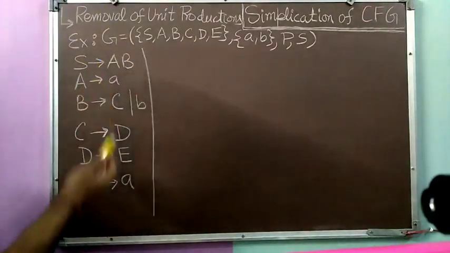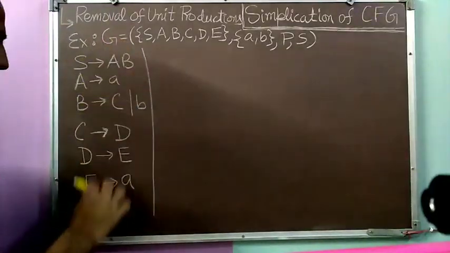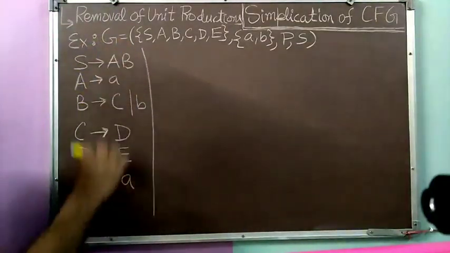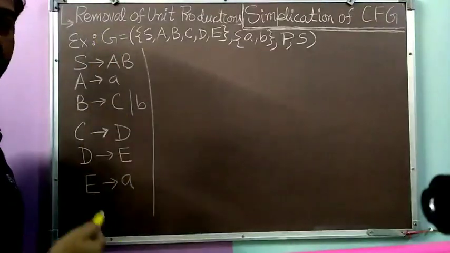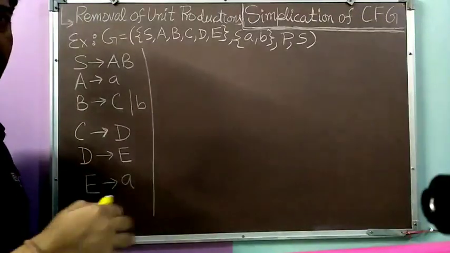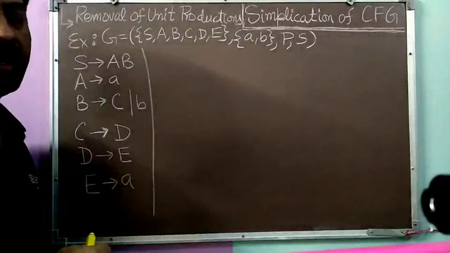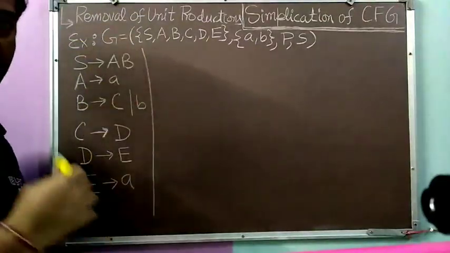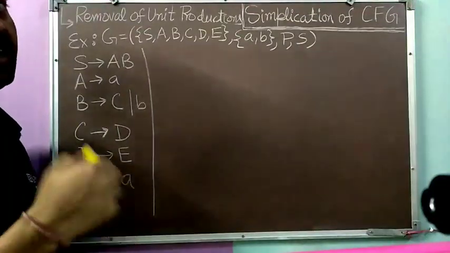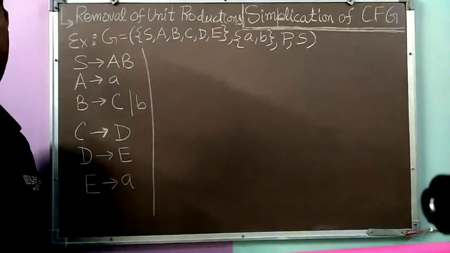We see that there are various unit productions present here. If you look at this grammar, it does not have any null productions. As this grammar does not have any null productions, we need not do step 1, which was the removal of null productions. If our grammar has certain null productions, then we have to remove them and perform step 1 as well.